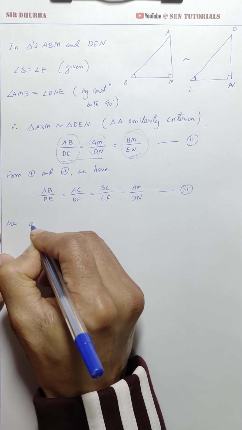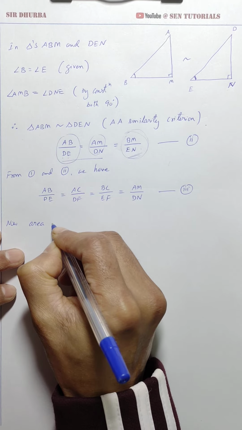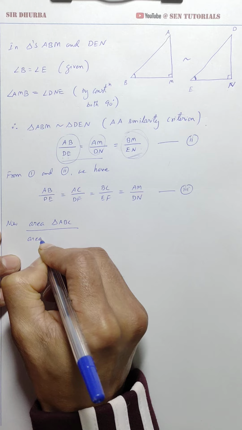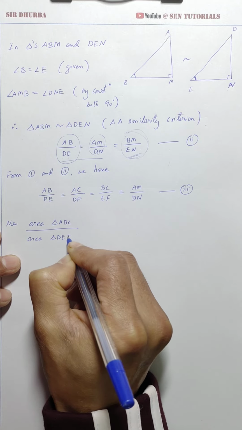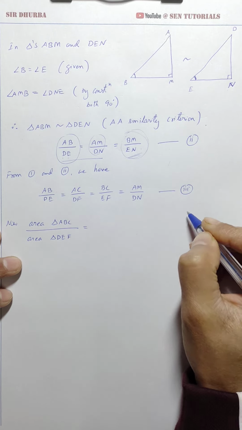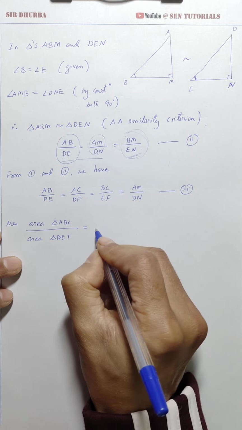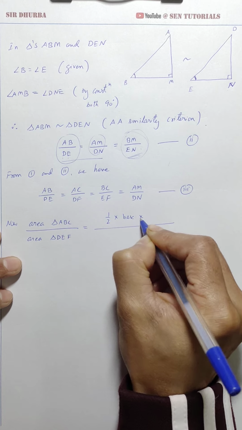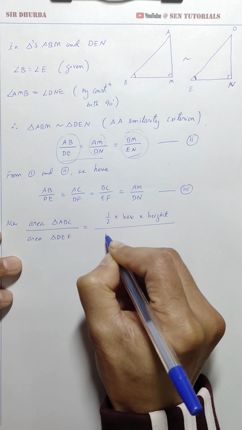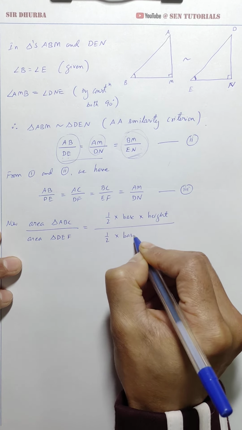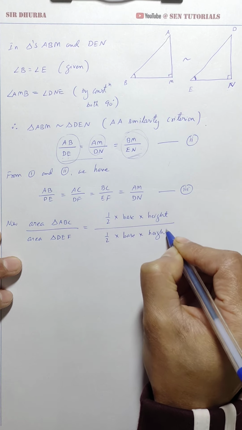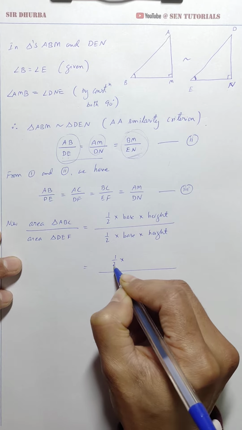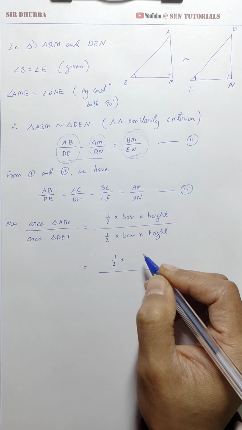So now we'll bring in the area formula, that is area of triangle ABC divided by area of triangle DEF. If you remember, what was the formula for area of a triangle? That is half into base into height. Here also half into base into height. We need to discuss the base and height.